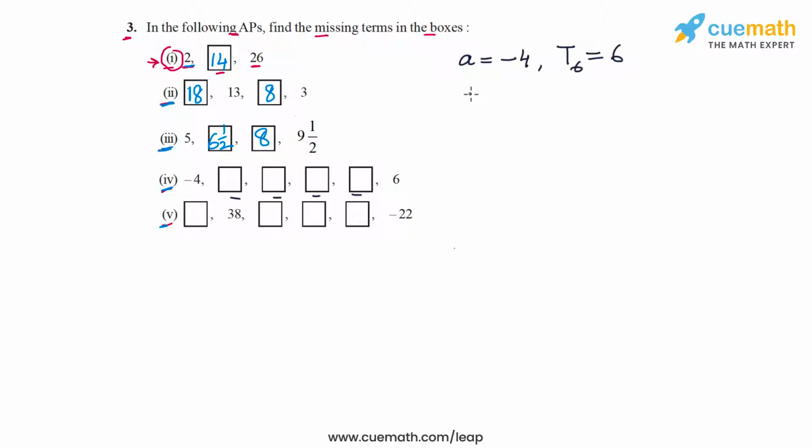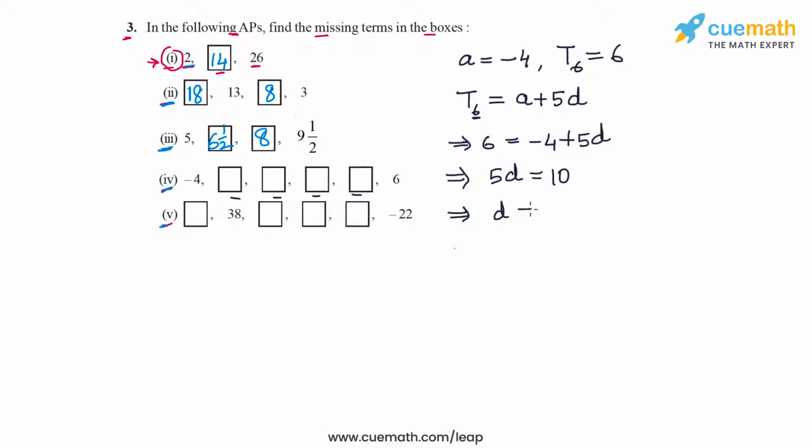So an expression for t6 would be a plus n minus 1 d. So n is 6, so n minus 1 is 5 d. So let's plug in the values. So t6 is 6. 6 is equal to a, which is minus 4, plus 5d. So we are trying to find d, and this means that 5d is equal to 10, and hence d is equal to 2. And now all the missing terms are quite easy to find.